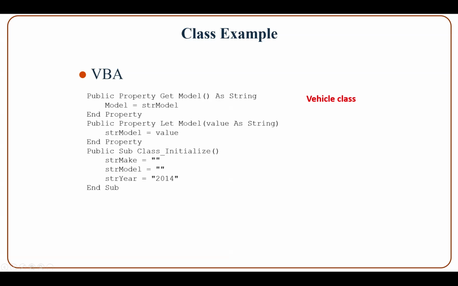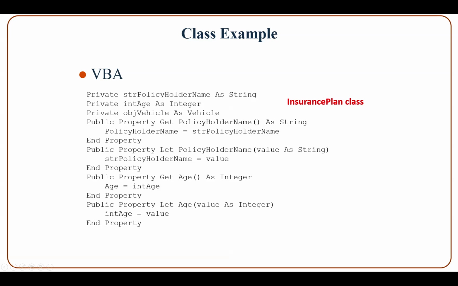In the constructor, Class_Initialize, you write code that you want to run when an object is declared based on this class. Similarly, later on, you declare another class, namely InsurancePlan. There are several private variables: one is for the policy holder name, another is for age, and another is for the vehicle. So similarly, for each private variable in the class, you also have a pair of Get and Let property procedures.